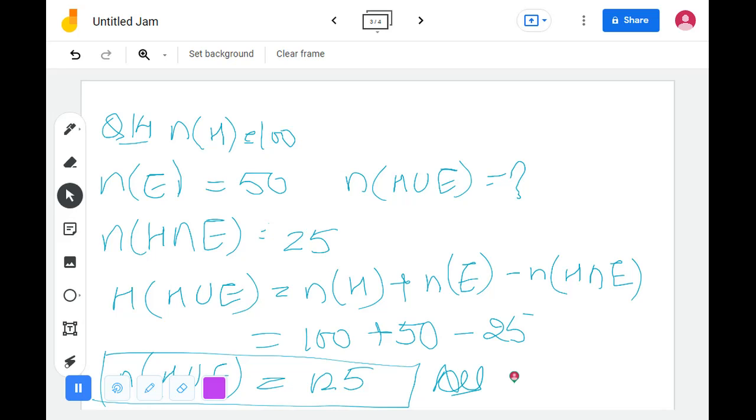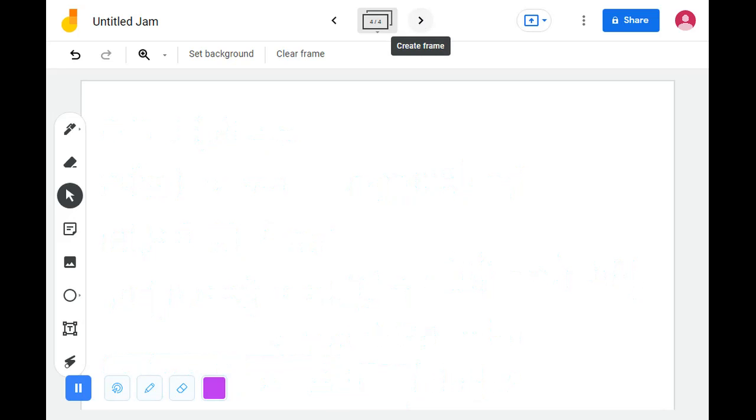Now we are shifting to the 15th question. The 15th question said that in a survey of 60 people, it was found that 25 people read Hindi newspaper H and 26 people read newspaper I, and 9 read both H and I. 11 people read both H and T, and 8 people read both T and I. 3 read all the 3 newspapers.